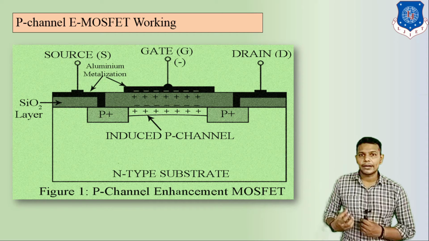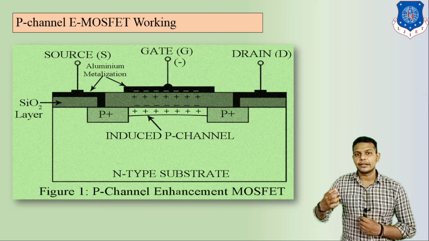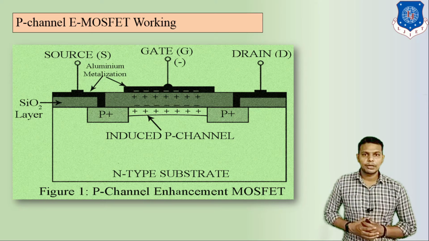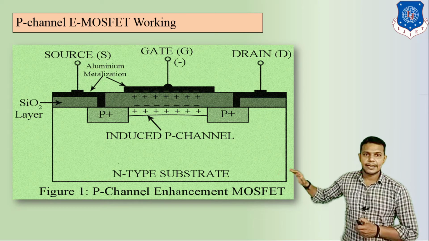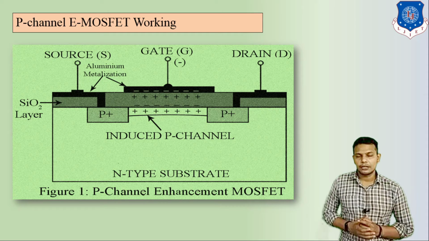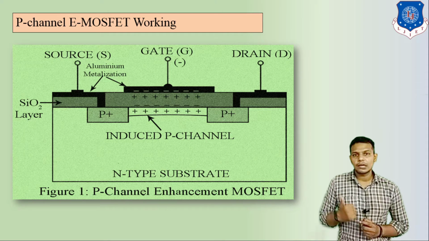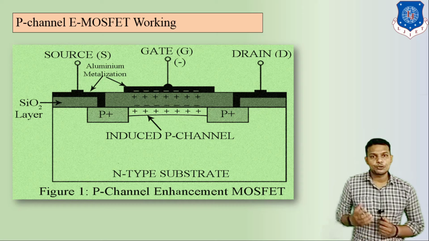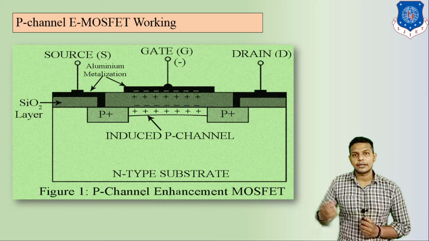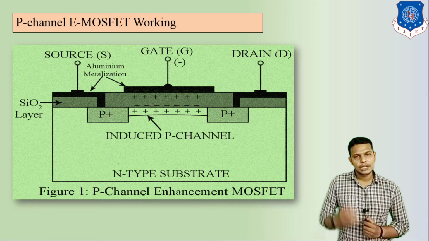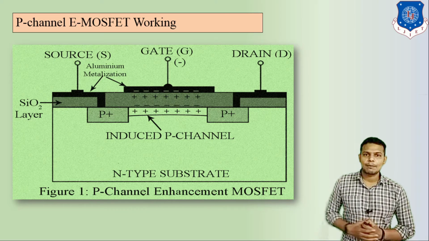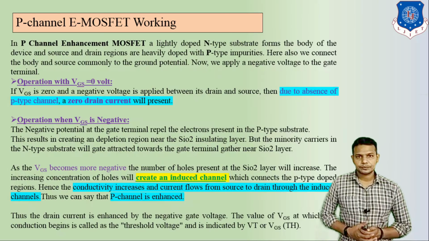So there is no majority carrier or minority carrier charges attracted towards this gate side. That's why the flow of drain current is equal to 0, because there is an absence of channel in case number 1. So VGS is equal to 0 means your drain current, your output current, is also 0. Now let us discuss case number 2.